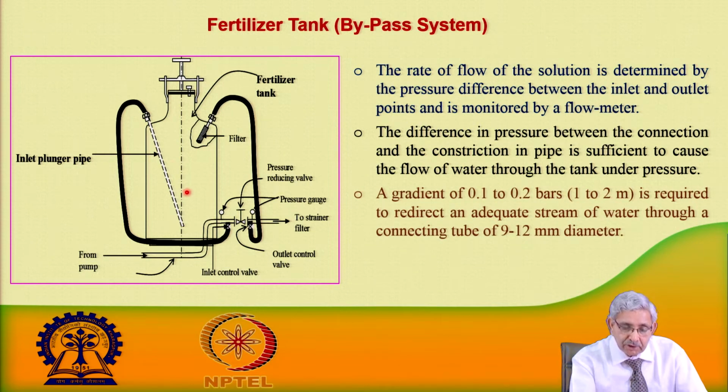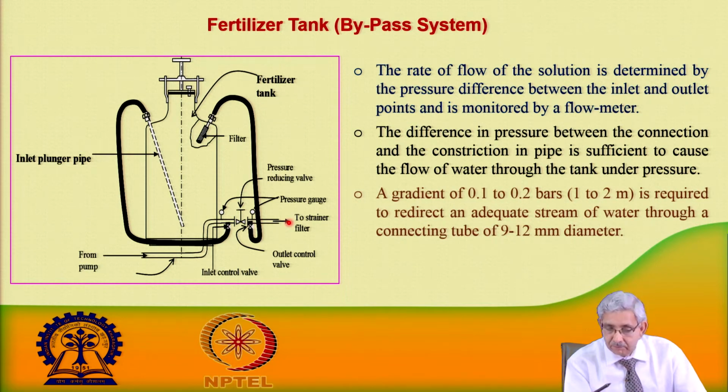So, this is your inlet, and this is the outlet end, which will allow the fertilizer solution to get into the pipeline system. So, this is a pressurized fertilizer tank, and there is an inlet and outlet end. Now, another important part is the pressure reducing valve.